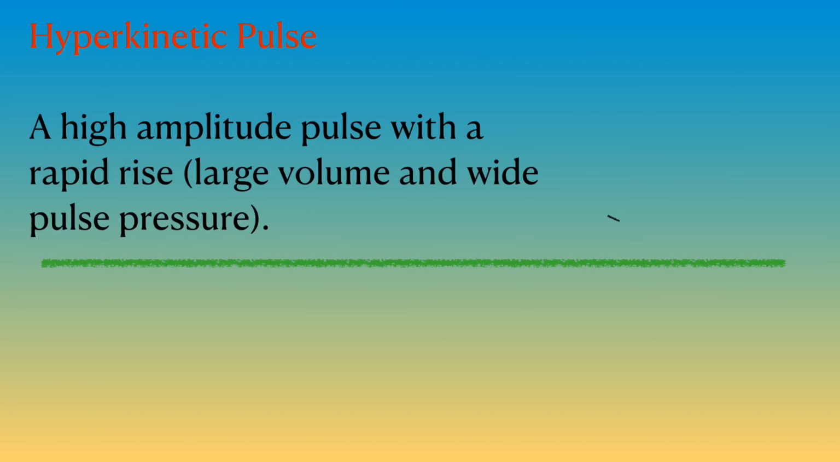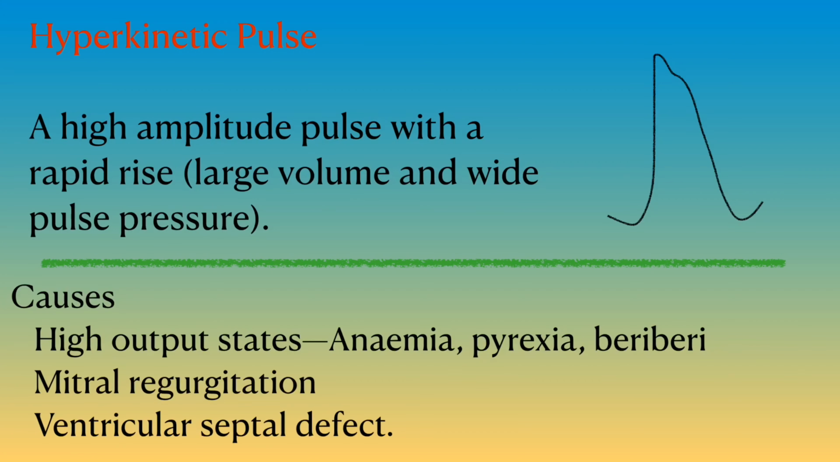Then coming to hyperkinetic pulse. It's a high amplitude pulse with a rapid rise, large volume and wide pulse pressure. The causes are it's seen in high output states like anemia, pyrexia, beriberi, also seen in mitral regurgitation and ventricular septal defects.